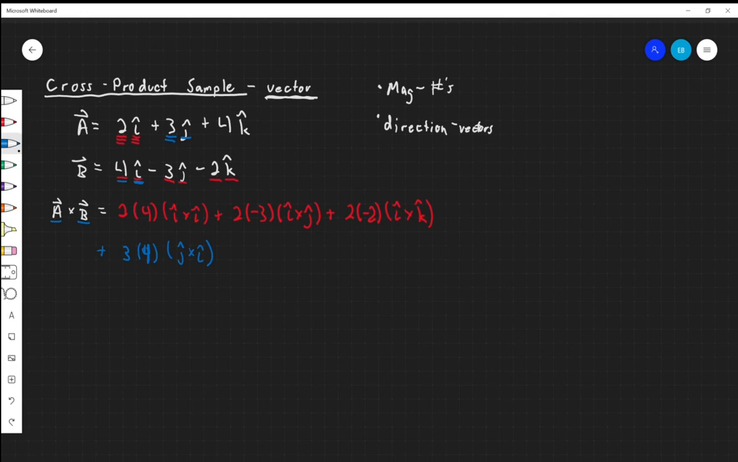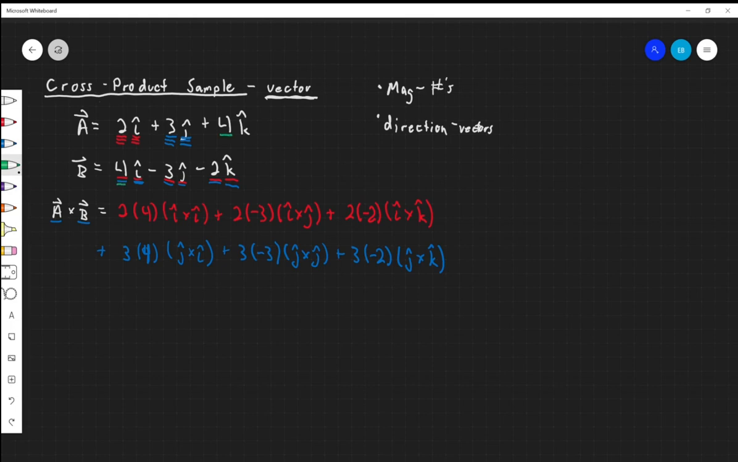We have 3 times this negative 3, and we have J hat cross J hat. So plus 3 times negative 3, J hat cross J hat. And then we need to do the last one, 3 times negative 2, and J hat cross K hat. So 3 times negative 2, J hat cross K hat. I'm just distributing. I am putting in every single possible combination of these numbers and letters I can.